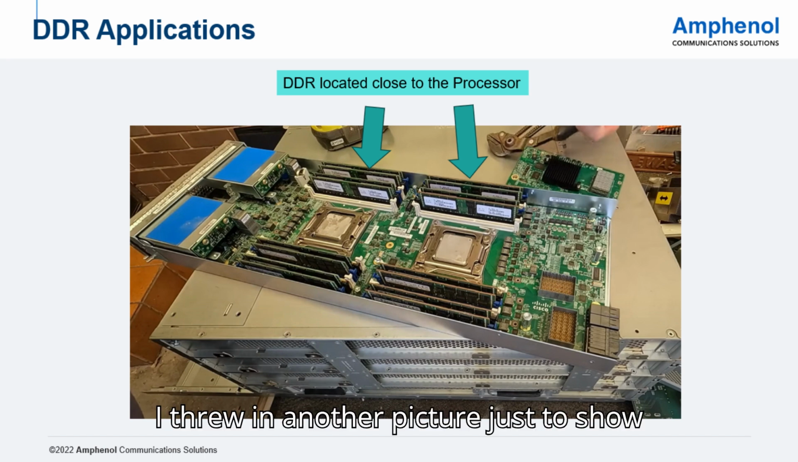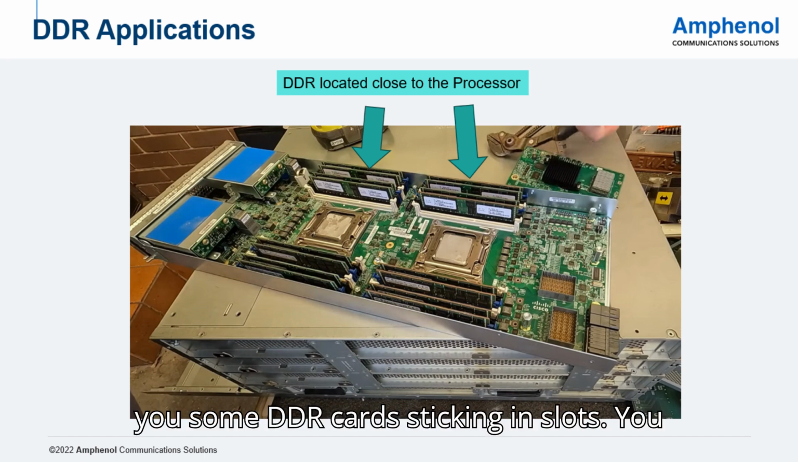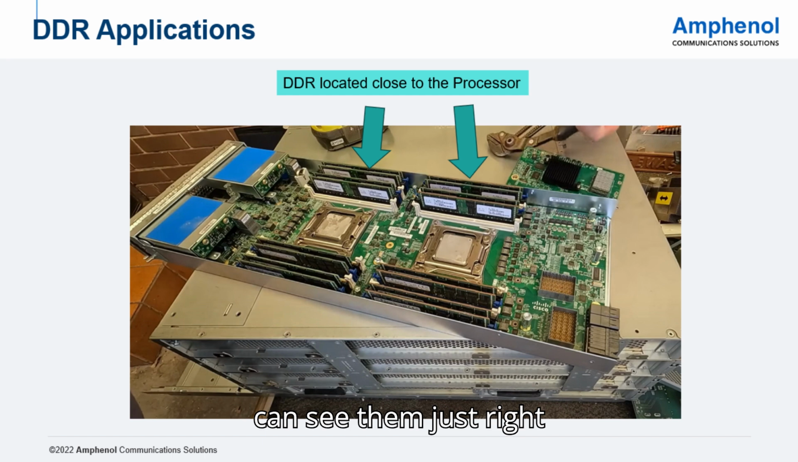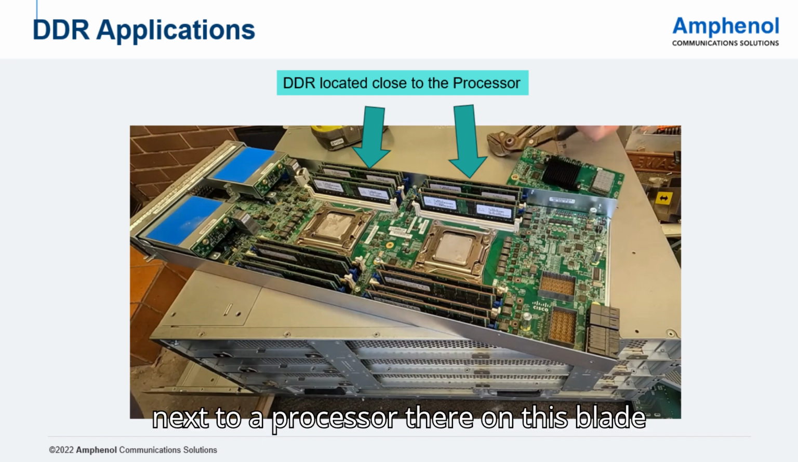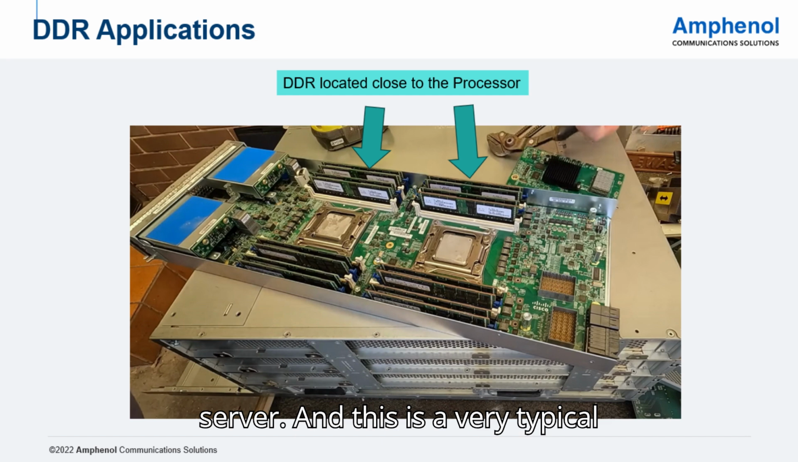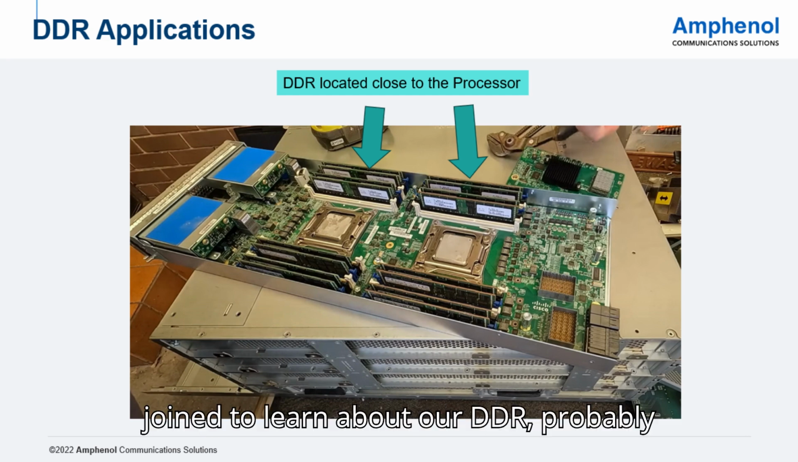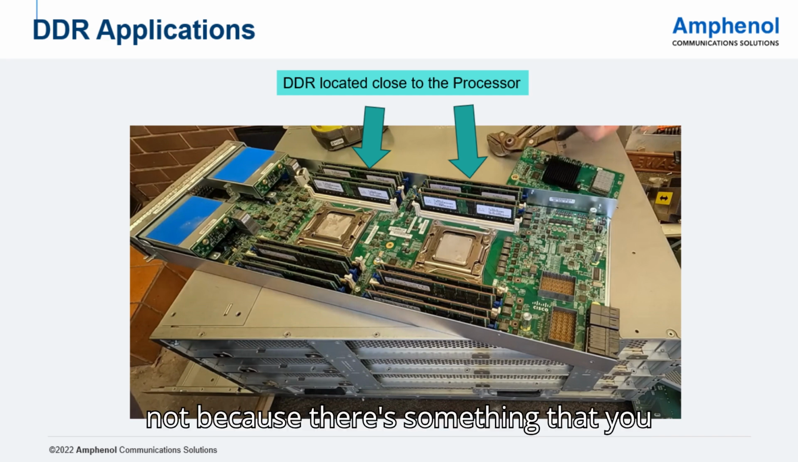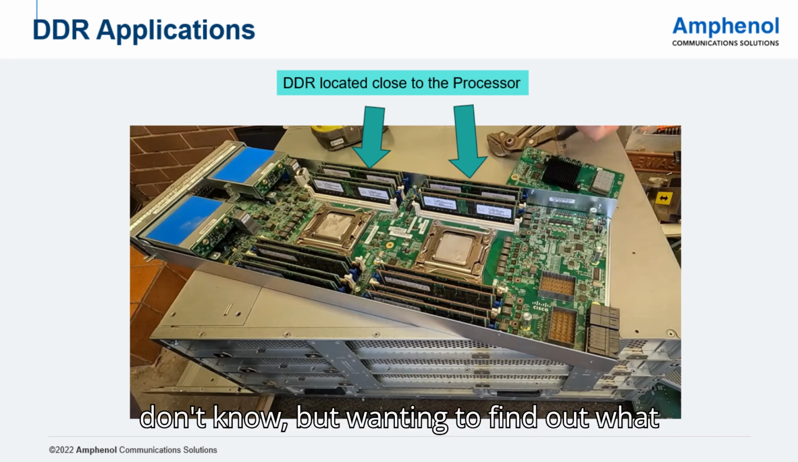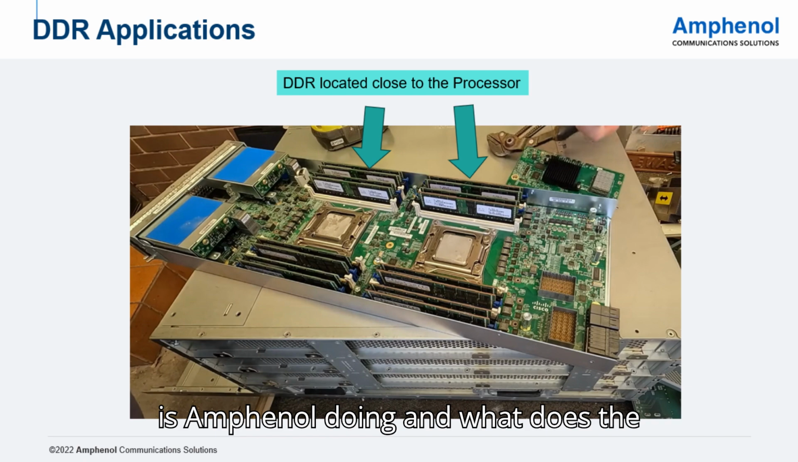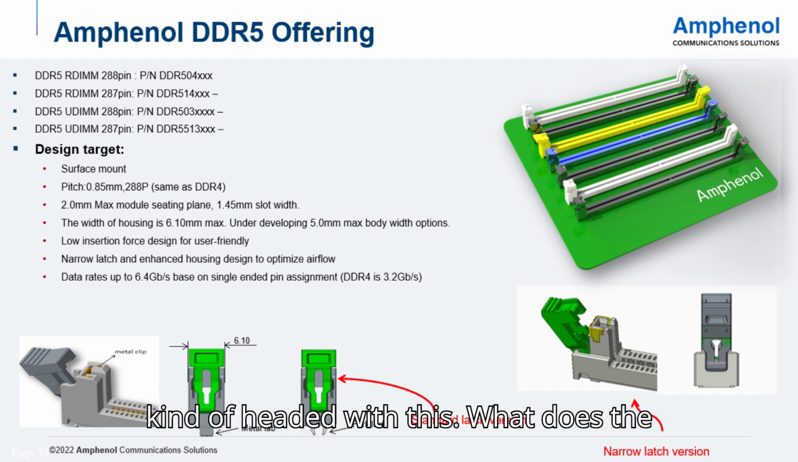I threw in another picture just to show you some DDR cards sticking in slots. You can see them just right next to a processor there on this blade server. And this is a very typical application, and it's what you find in every server. So you've joined to learn about our DDR, probably not because there's something that you don't know, but wanting to find out what Amphenol is doing and what the future looks like. So that's where we're kind of headed with this.